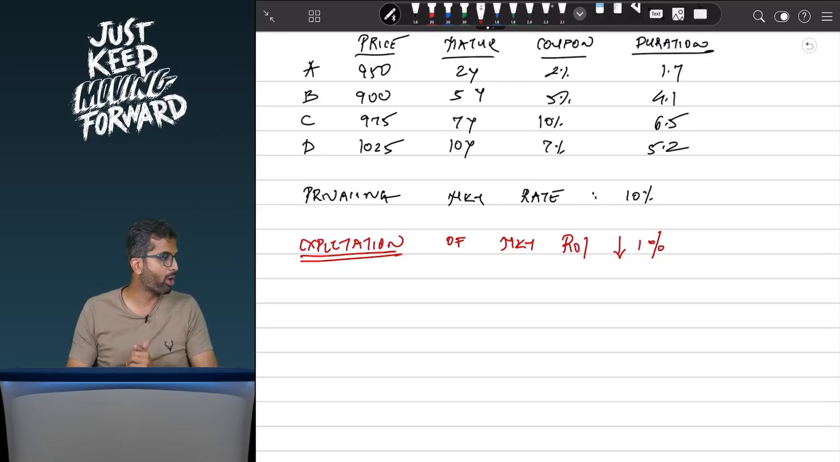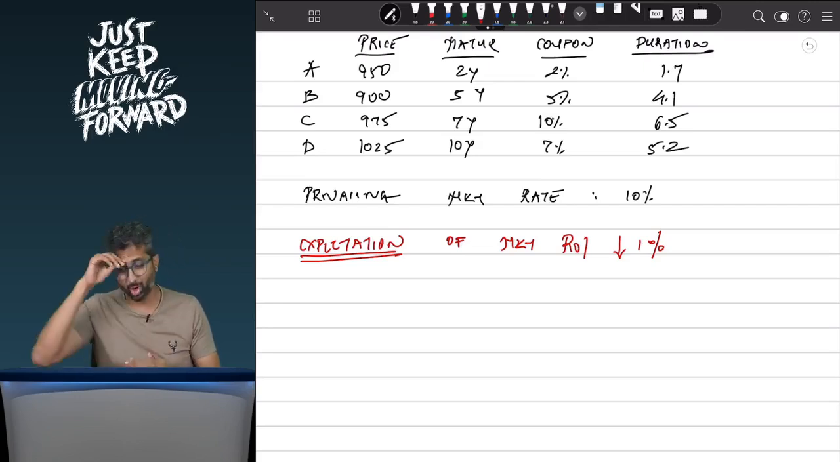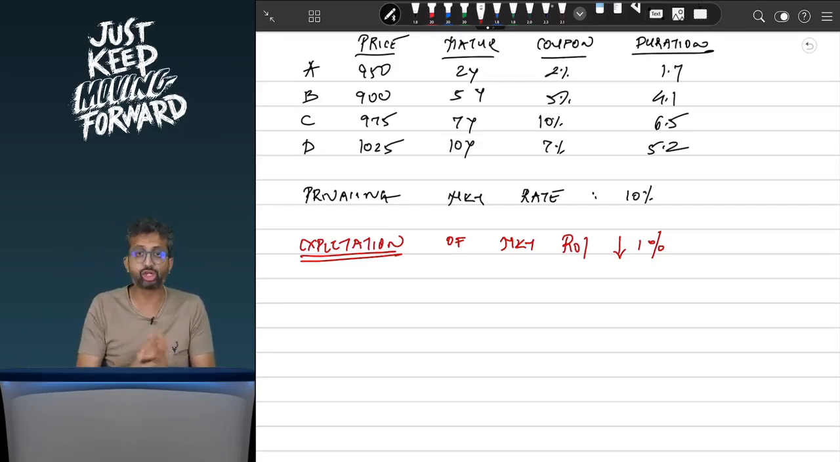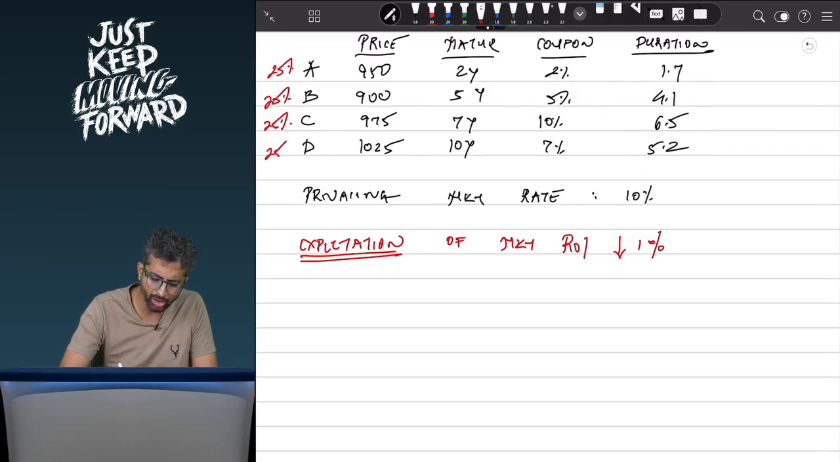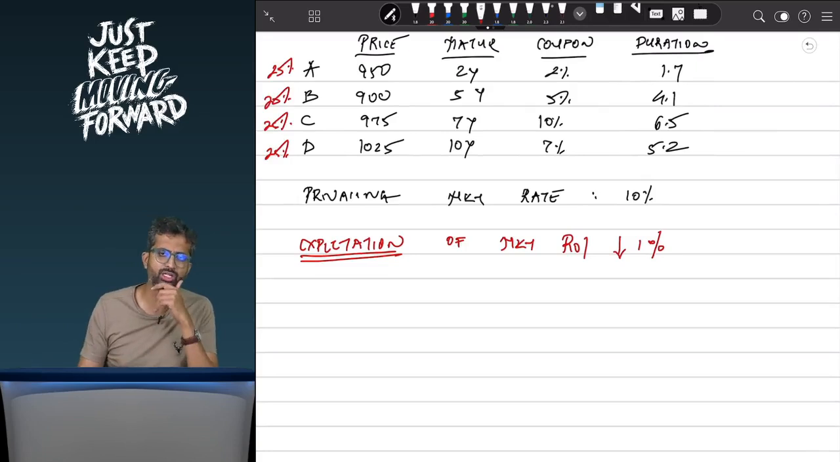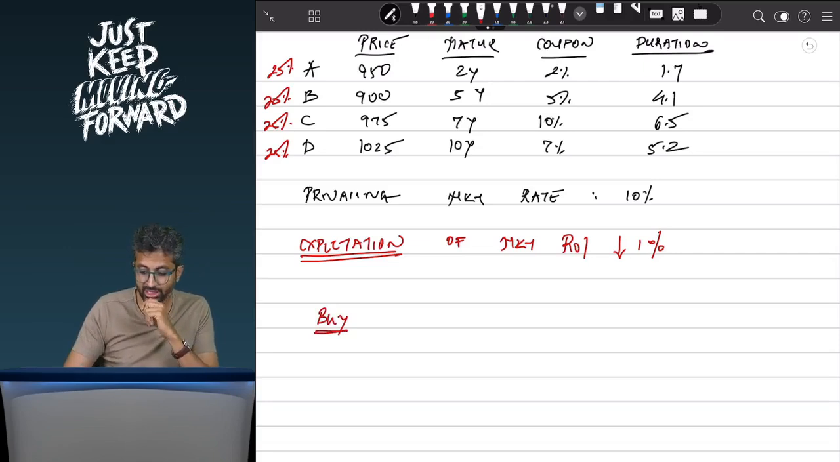If you were a bond manager, tell me what action you should take. Let us say you have deployed all your money, 25%, 25%, whatever your money is, equally in all of these 4 bonds. Which bonds would you prefer buying given this expectation of the market rate of interest decreasing?